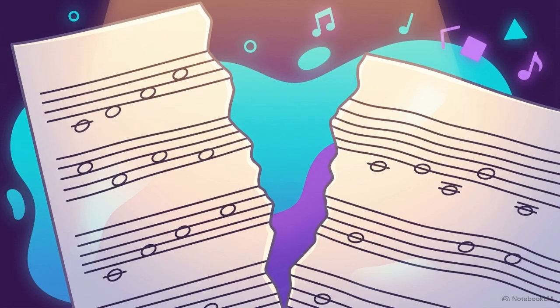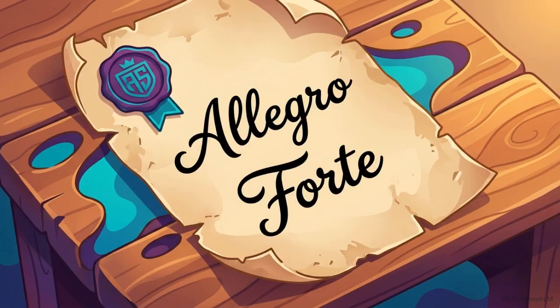The notes on the staff only give you half the equation. They tell you exactly what pitch to play and when to play it, but they leave out the single most important part of making music: how to actually play it. To bridge that gap, composers rely on a specific, centuries-old Italian vocabulary.